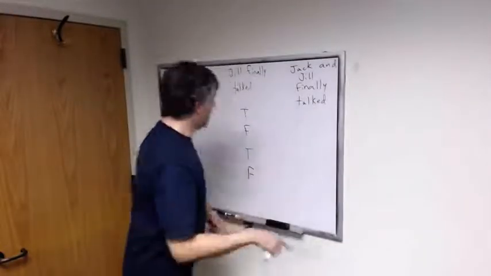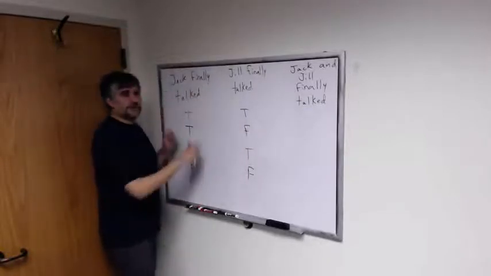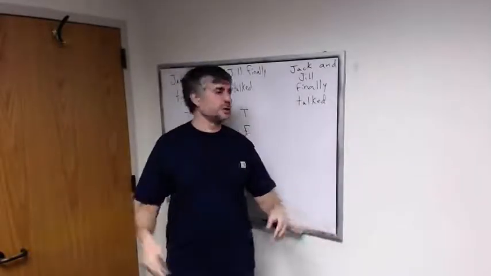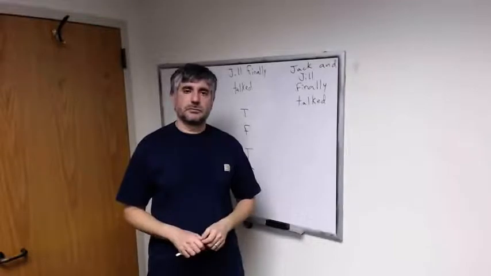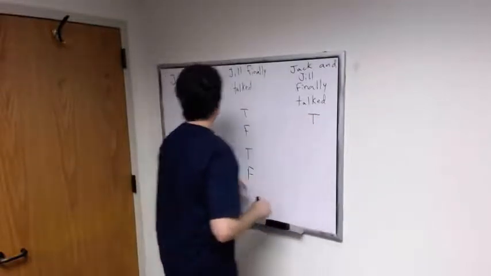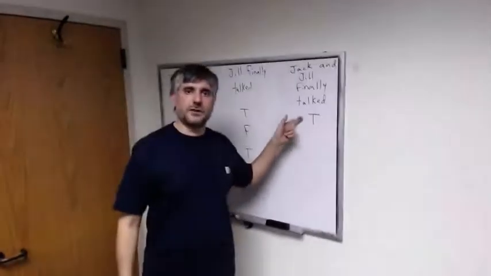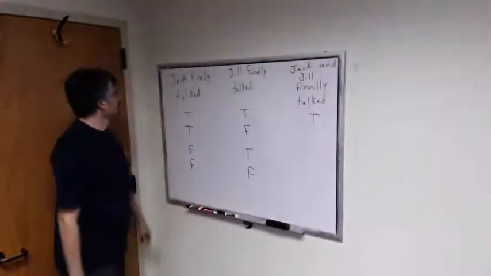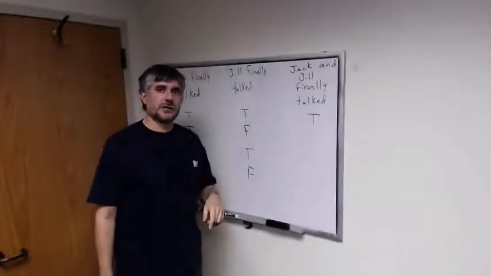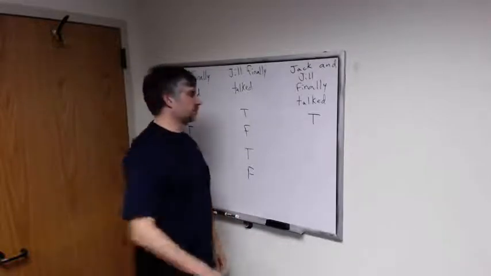Now, if the first of those four situations is the real situation, so it's true that Jack finally talked and it's true that Jill finally talked, then is it going to be true or false that Jack and Jill finally talked? It's going to be true. Right? Because Jack finally talked and Jill finally talked, so Jack and Jill finally talked. Now suppose it's true that Jack finally talked, but it's false that Jill finally talked. Then, is it going to be true or false that Jack and Jill finally talked? It'll be false.